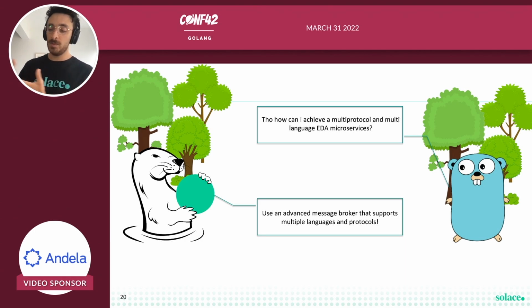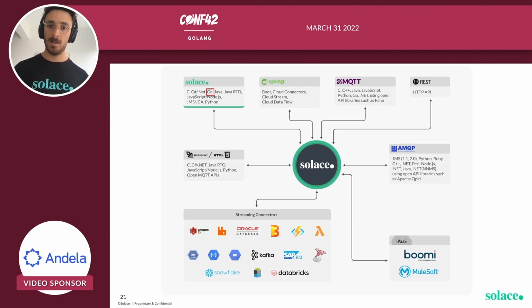But then if you want to expand this further to other things that you want to use, think about security, think about role-based access control, think about governance of your EDA architecture, think about, as you can see here, multi-protocol and multi-language EDA microservices. Let's say that you even have some legacy infrastructure and legacy tools and you want them to interact with your Go microservices. I'll quickly cover what Solace PubSub+ Event Broker is all about.